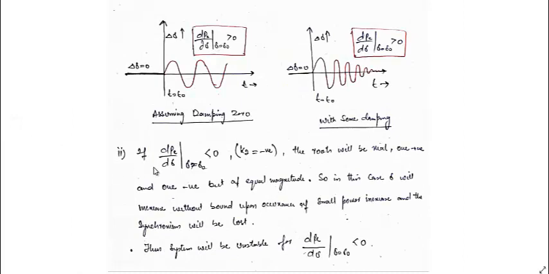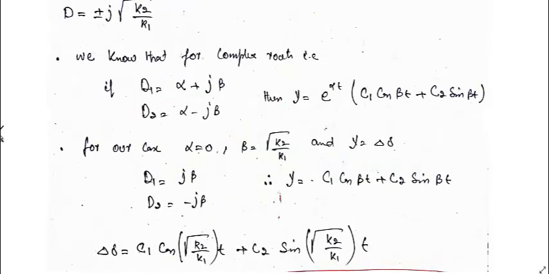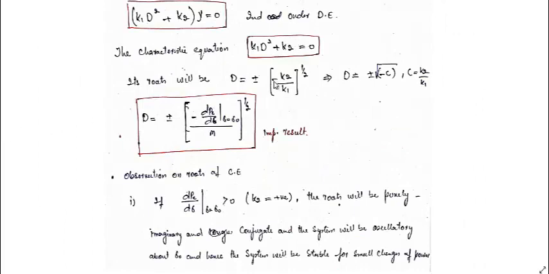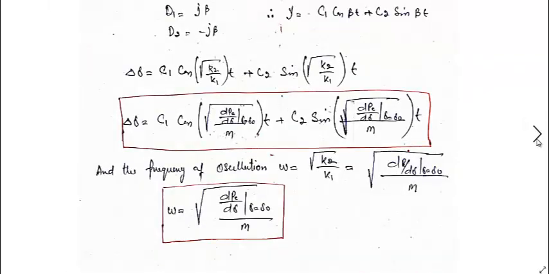So the second observation is, if del p by del delta at delta is equal to delta naught is less than 0, that means k2 is negative, the roots will be real. One will be positive, another will be negative, but of equal magnitude. You can see it from here. If this is negative, minus into minus is plus, that means the roots will be real, and d will be equal to plus minus some real value, that is square root of k1 by k2.